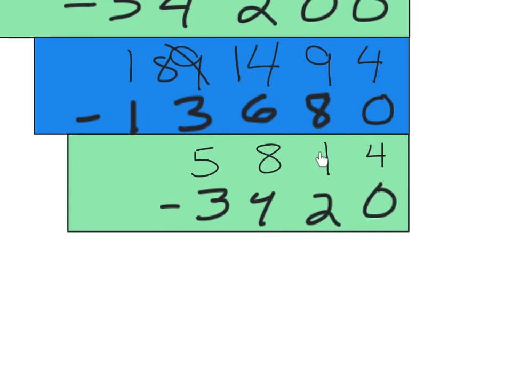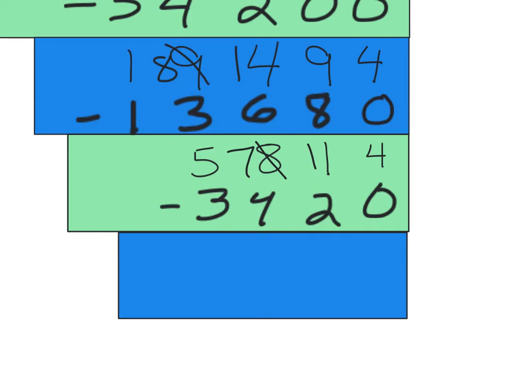And then, as always, checking for trouble coming. I have no trouble here. I do have trouble coming here. I'm borrowing from that 8, turn it into a 7, turn the 1 into 11. And then I have no trouble here and none here. So I'm good to go. I'm going to add my next area box right here. And then I get 4 minus 0 will give me 4. And 11 minus 2 is going to give me 9.